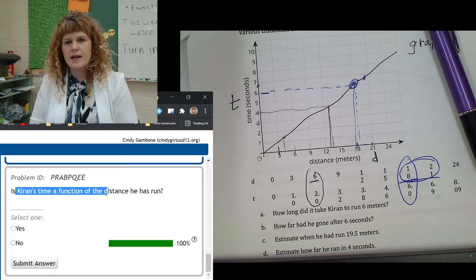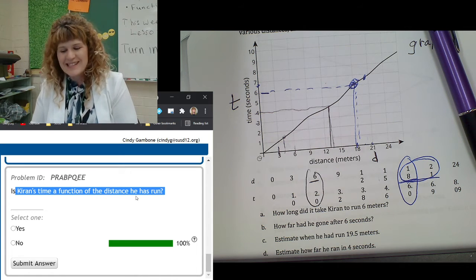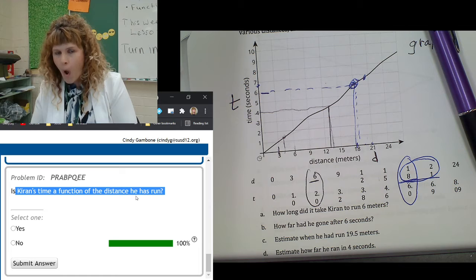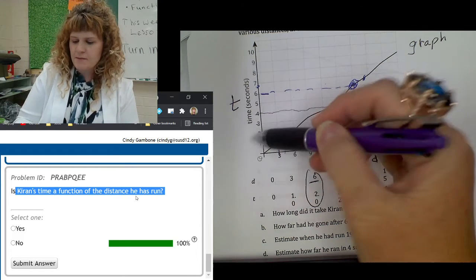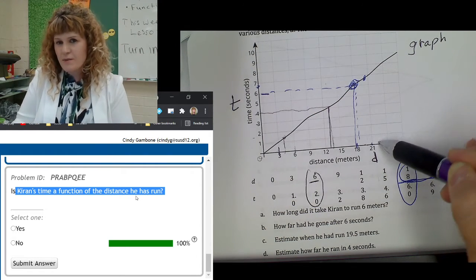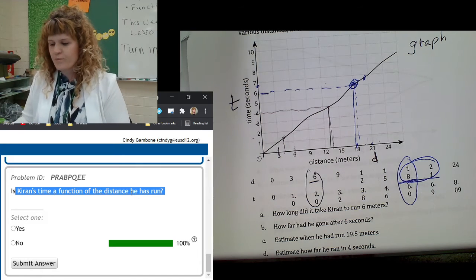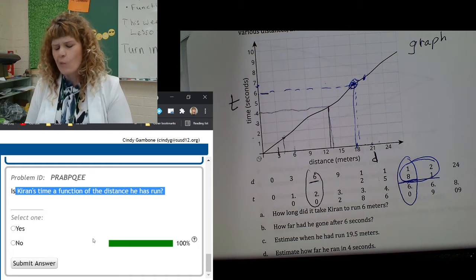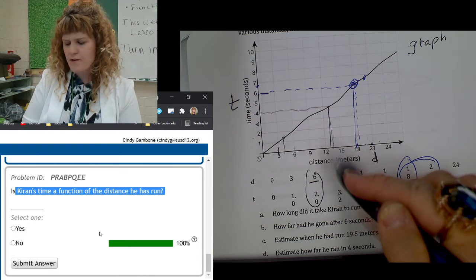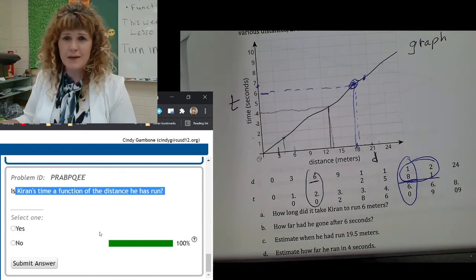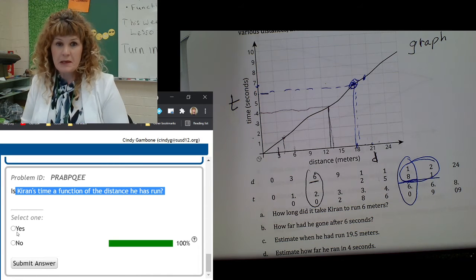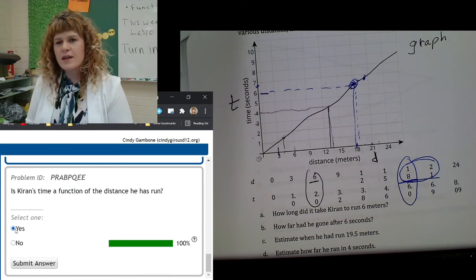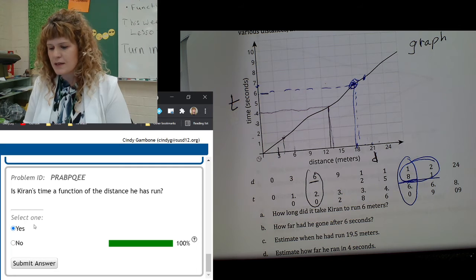Is Kieran's time a function of the distance he had run? In other words, does the time depend on how far he ran? Let me think about that. Well, the farther he has to run, the more time it takes. So I guess so. The farther he has to run, the more time he takes.